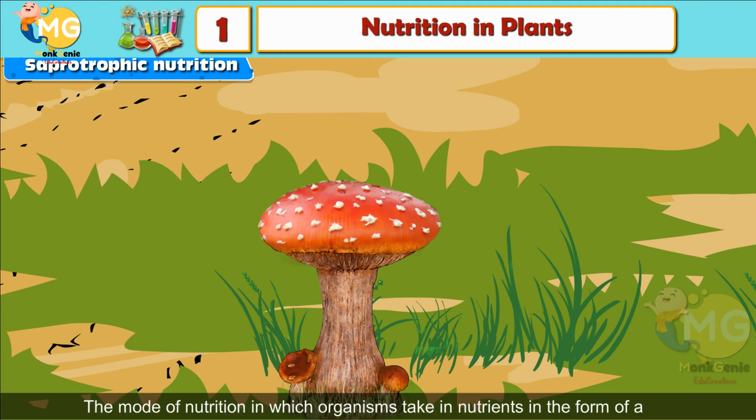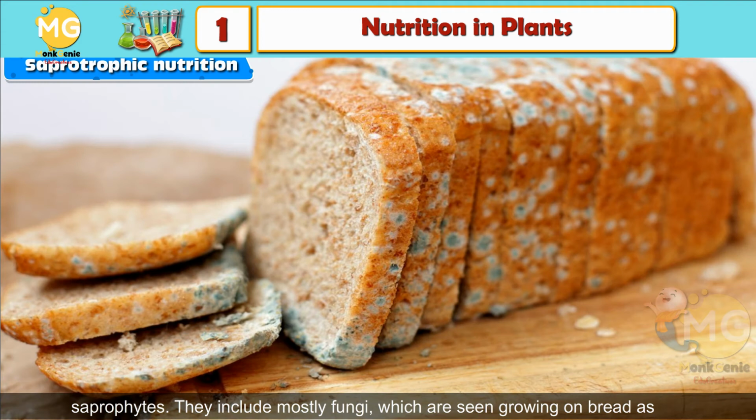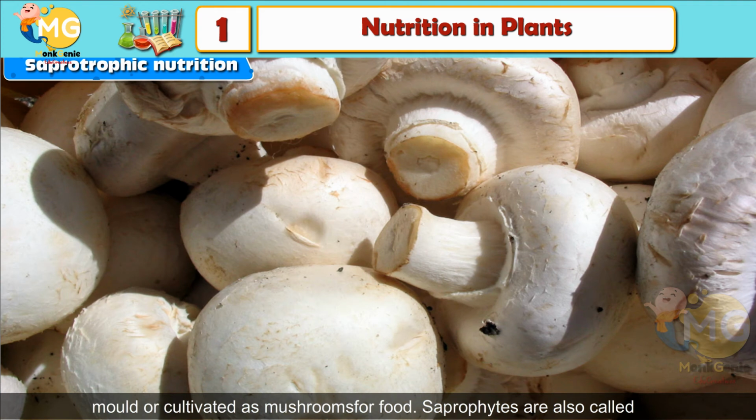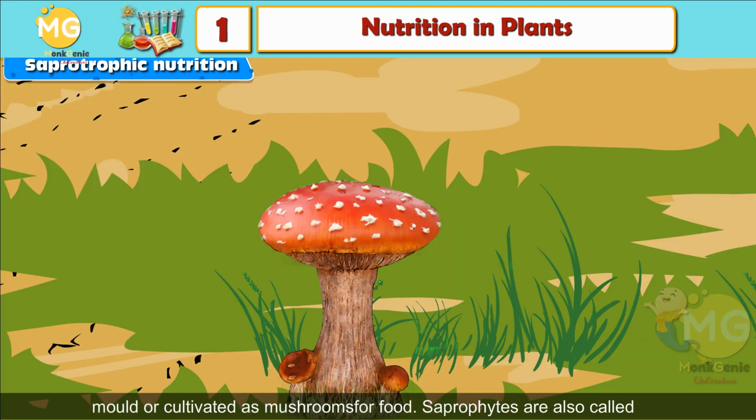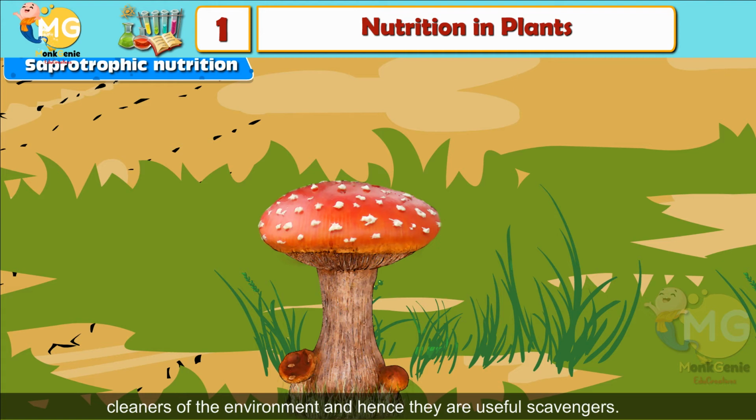Saprotrophic nutrition. The mode of nutrition in which organisms take in nutrients in the form of a solution from dead and decaying matter is called saprotrophic nutrition, and the organisms in which this mode of nutrition is found are called saprophytes. They include mostly fungi, which are seen growing on bread as mold or cultivated as mushrooms for food. Saprophytes are also called cleaners of the environment, and hence they are useful scavengers.